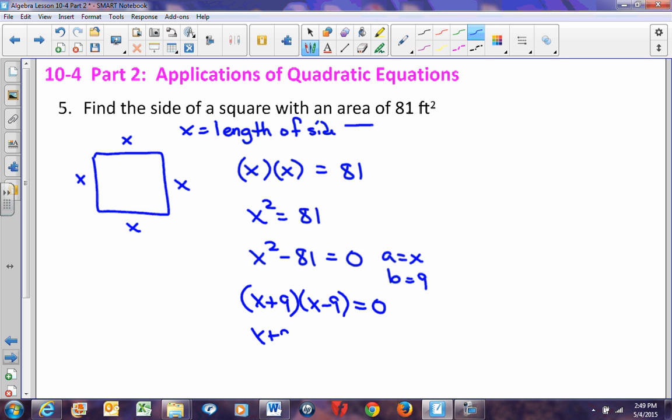So x plus 9 equals 0. X minus 9 equals 0. So x can equal negative 9 or x can equal 9. But yet again, I can't have a negative length for the side of a square, so the negative 9 goes away. So the side of the square has got to be 9 feet. Okay?